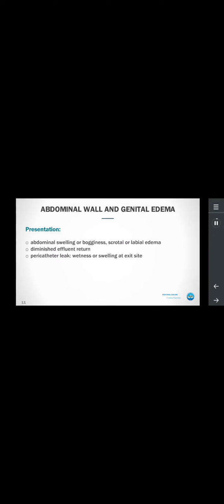So the patients who present with these kinds of leaks usually present with swelling of the abdomen or bogginess, and I'll show you some pictures of that. And if the leak extends into the genitalia, then edema of the scrotum, or less commonly, the labia in women. Sometimes there may be diminished effluent return because some of the dialysis fluid is lost into the soft tissues.